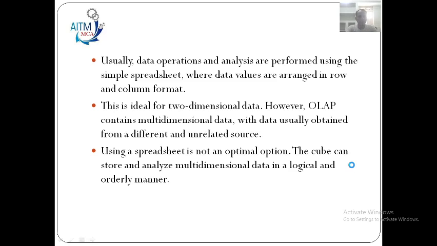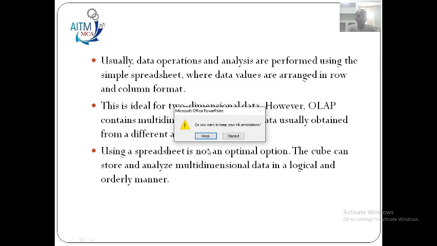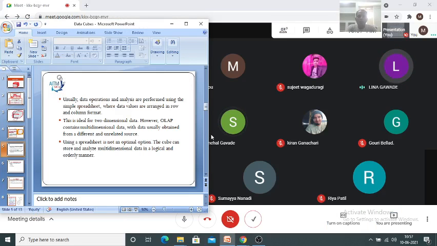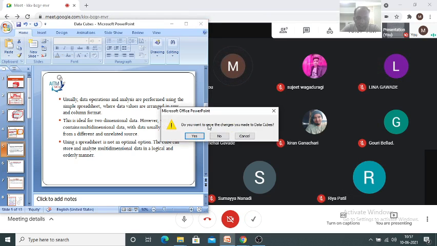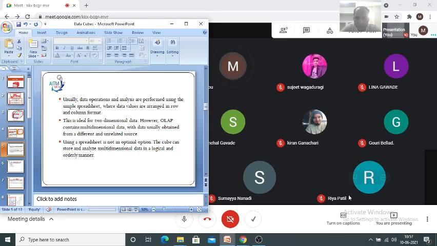Sir, the slide is not visible. Slide change please, sir. I don't see any other slide. Only the first slide is visible, content is not visible. The slide is not changing, sir. Just a minute, I'll do it once again. Okay, give me a minute.